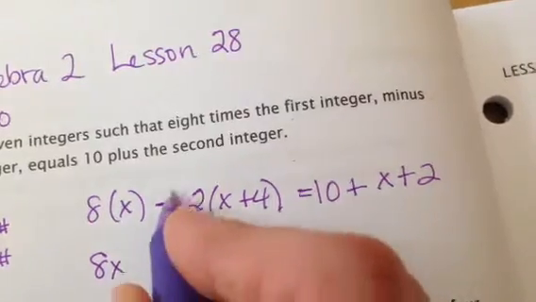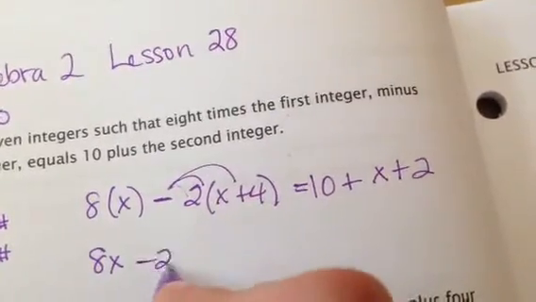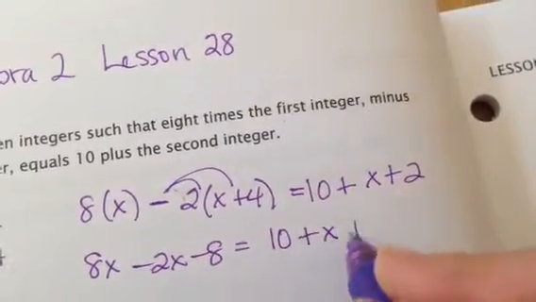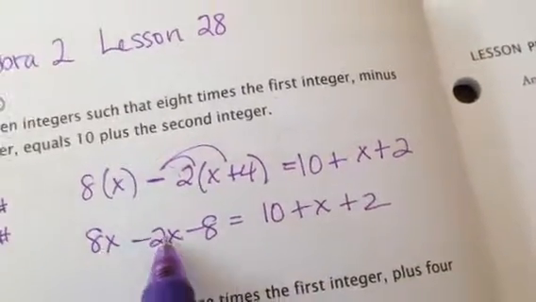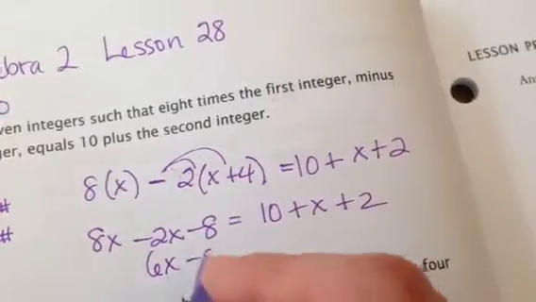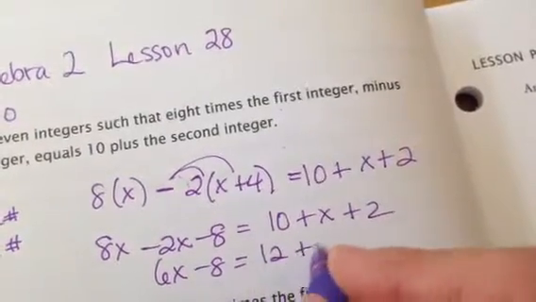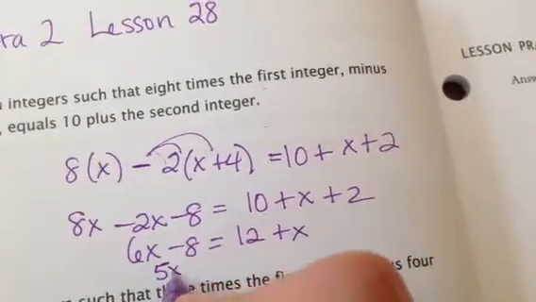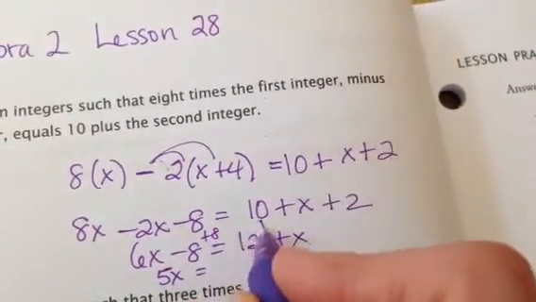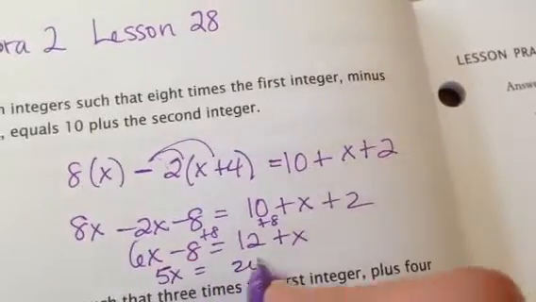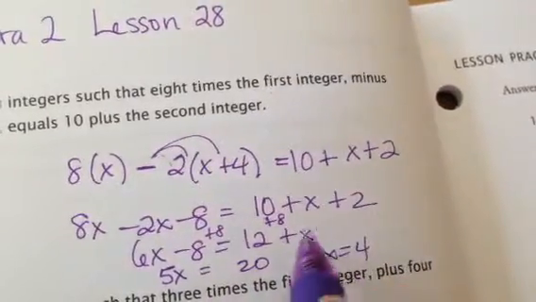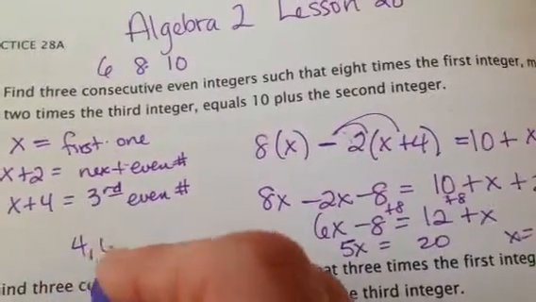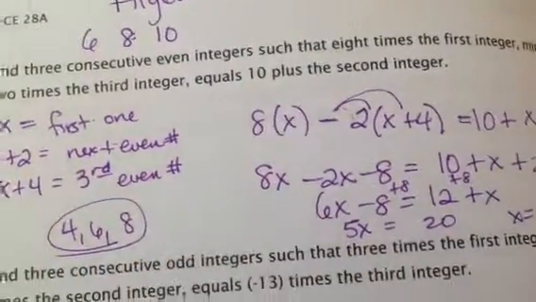So let's solve this. Make sure when you distribute that negative in, that you distribute it all the way through. That's going to give me 10 plus x plus 2. 8x minus 2x is 6x. This is going to give me 12 plus x, that's 10 plus 2. I'm going to subtract x from both sides, add 8. So I get 20, so x is 4. Remember, x was my first one, so my 3 even integers are going to be 4, 6, and 8.